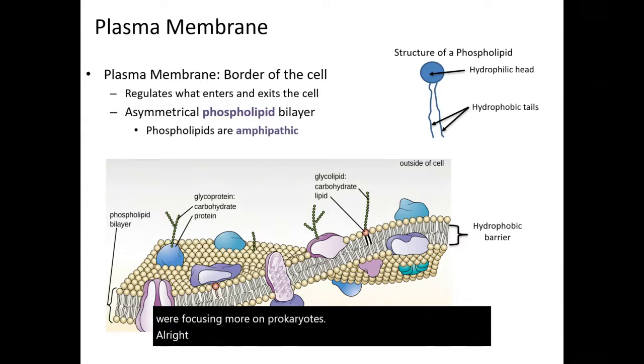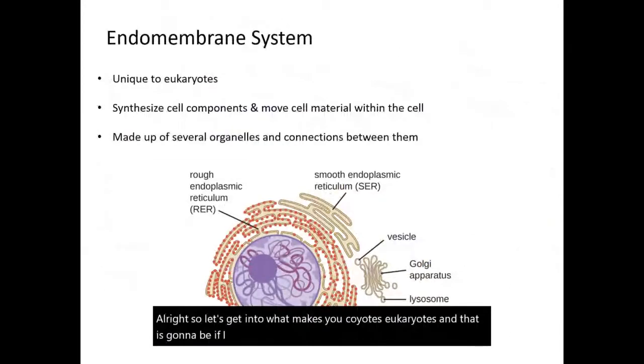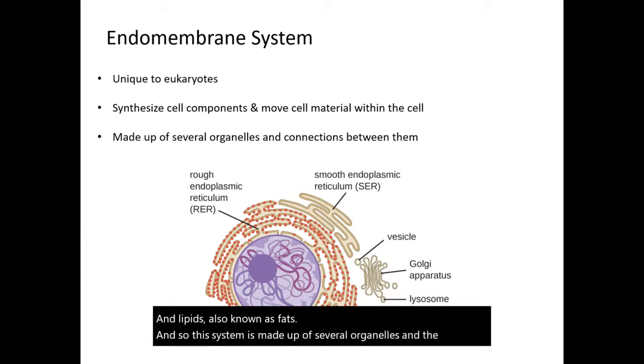All right, let's get into what makes eukaryotes eukaryotes, and that is the endomembrane system. This is unique to eukaryotes. It is the network of organelles that all work together to help the cell survive. We're going to be dealing with how the cell makes important macromolecules like proteins, carbohydrates, and lipids, also known as fats. This system is made up of several organelles and the connections between them, which help them work together for the cell to be successful.